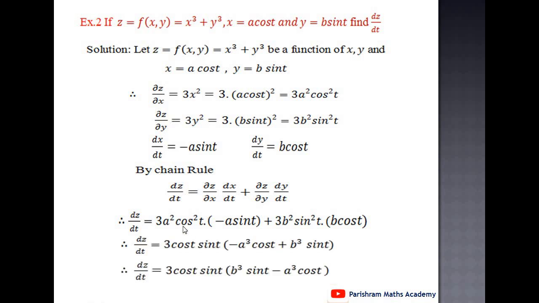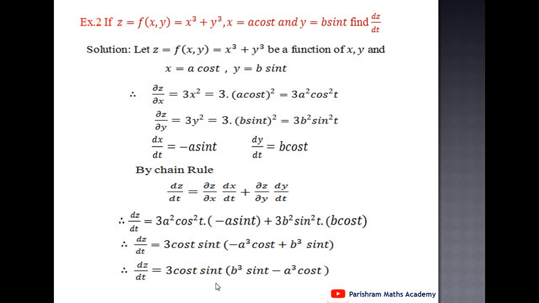Then we can simplify it. From both terms, we can take 3 cos t sin t as common. In the first term, a² into a, that is minus a³ cos t, plus in the second term b³ sin t, and therefore dz/dt equals 3 cos t sin t into (b³ sin t minus a³ cos t), which is the required answer.